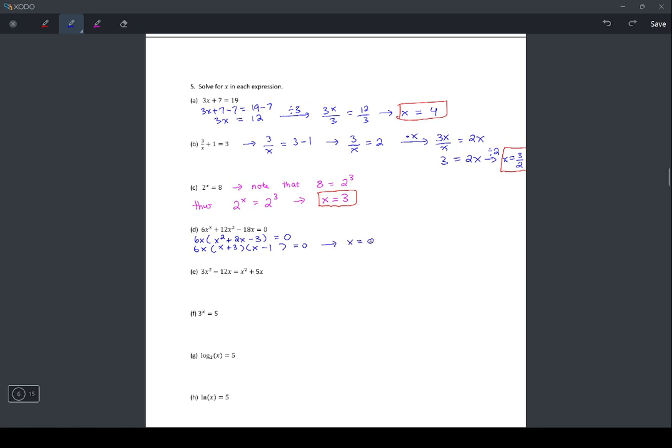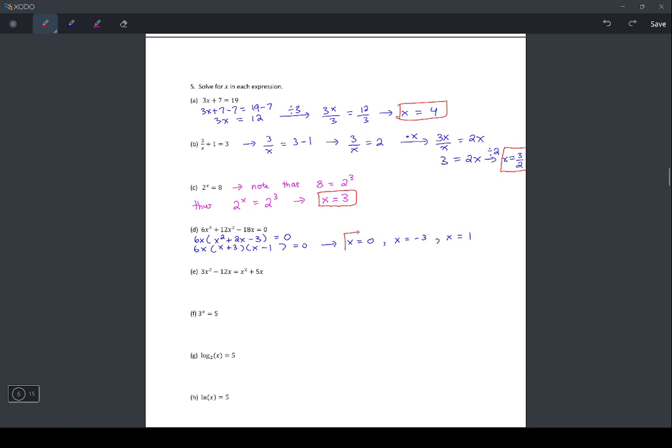X is equal to 0, from the first part of the product being 0. X is equal to negative 3, for the second part of the product, x plus 3 being equal to 0. And x is equal to 1 from the last bracket being 0. So 3 solutions. 3 solutions came out.